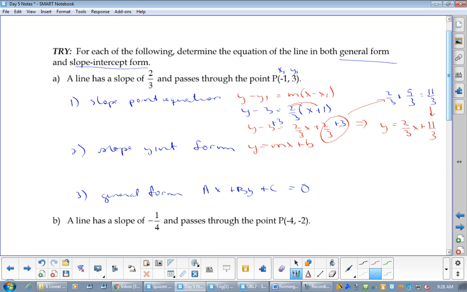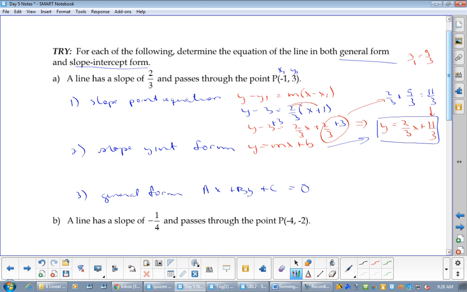So remember, 3 over 1 is the same thing as 9 over 3, but I couldn't add 3 over 1 because I needed to have a common denominator. So that is my slope. So this is slope-intercept form. Okay. Now, I need to get that to general form.